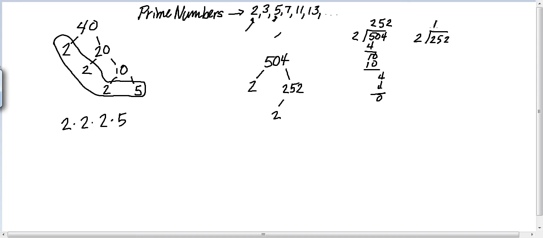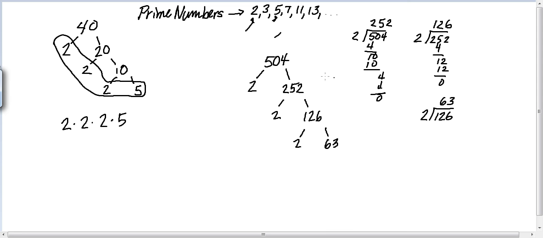2 goes into 2 once. 2 goes into 5 2 times. 2 goes into 12 6 times. So 2 and 126. And now let's stick with 2. 2 still goes into 126. Now we're getting ready to run out, I think, here, of the things that 2 won't go into. So 2 goes into 12 6 times, and 2 goes into 6 3 times, so 63.